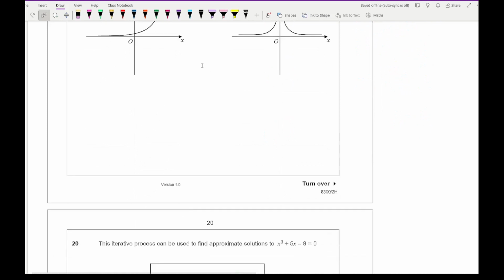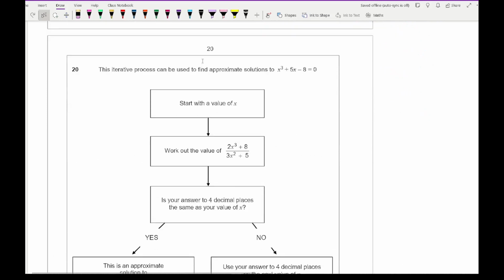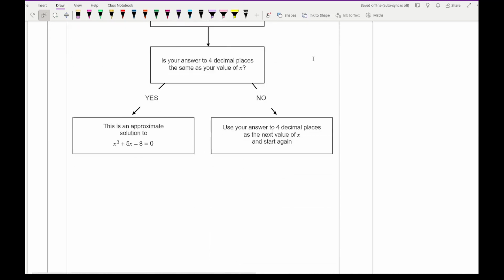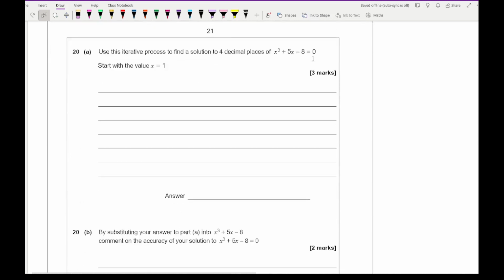It's probably a long-winded way of working it out, but looking at question 20, which looks at the iterative process, it says that an iterative process can be used to find the approximate solutions of x cubed plus 5x minus 8 equals 0, and we've got a number of steps that we need to then follow. So question 20a says use the iterative process to find the solution to 4 decimal places of x cubed plus 5x minus 8 equals 0.